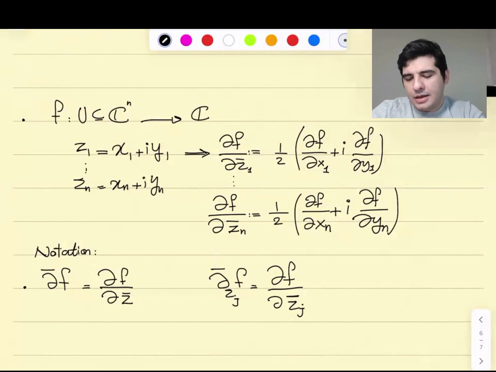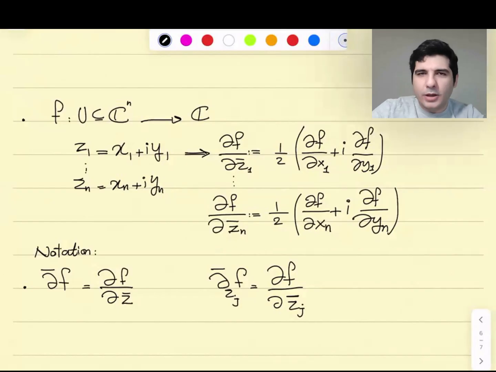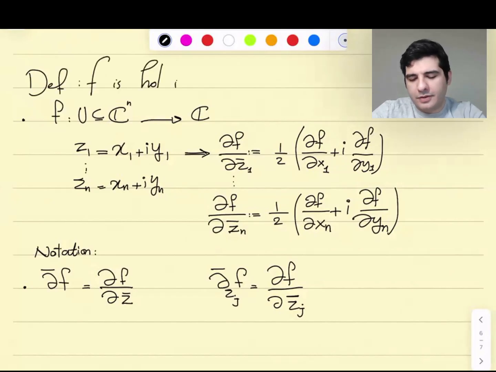Okay, great. So with this notation, we can say what we mean by holomorphic. Definition: we say f is holomorphic if the function is differentiable in the real sense, or continuously differentiable, or smooth in the real sense.